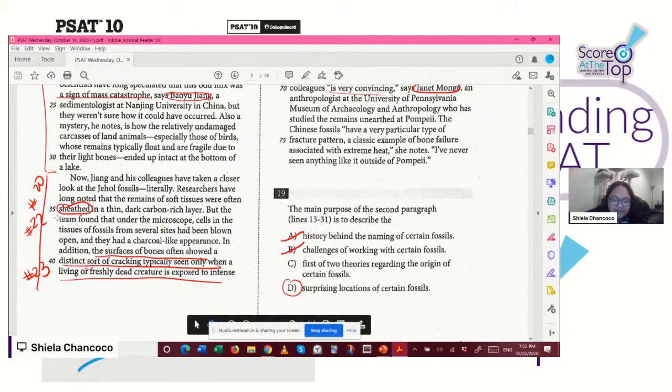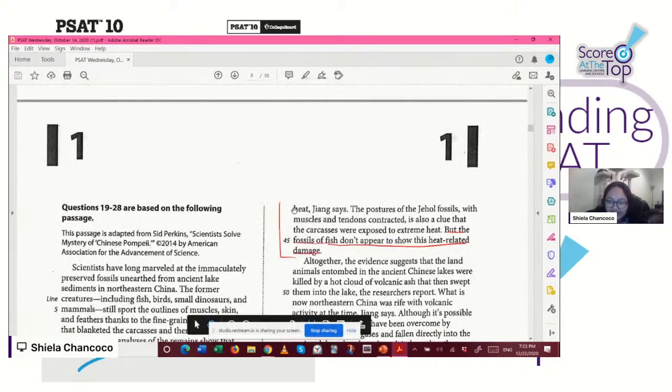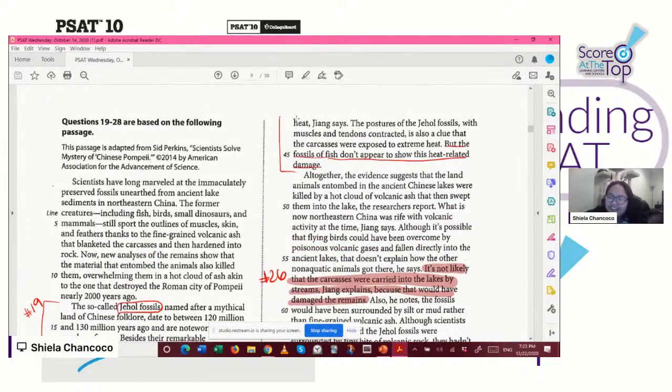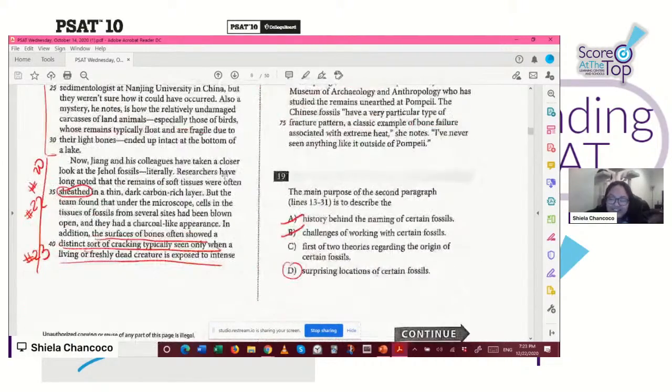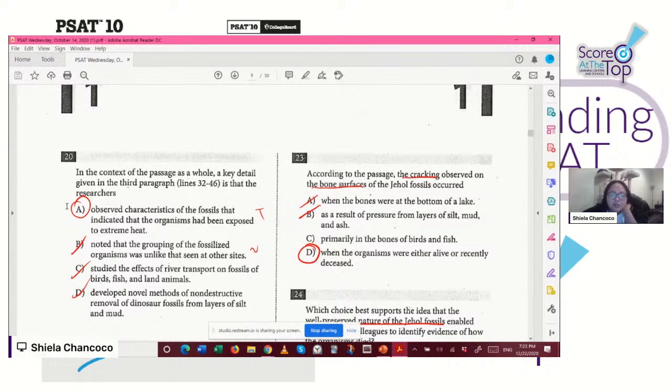Where does it say that? And you're like, maybe surface of the bone shows cracking. Okay, here we go. Surface of the bone showed a distinct sort of cracking, typically seen only on living or fresh dead creature exposed to intense heat. The heat part is on the right, on this side. So if you didn't read throughout, the third paragraph is also at the top there. So that's the answer for 20.